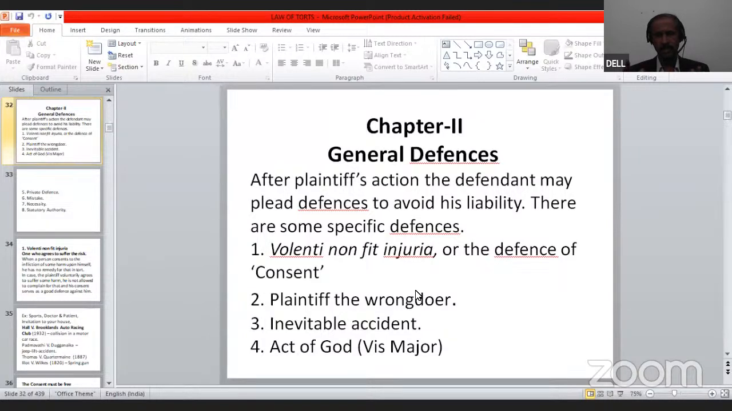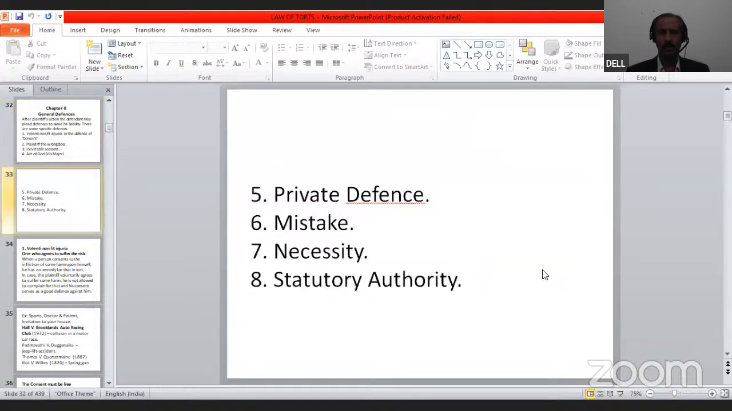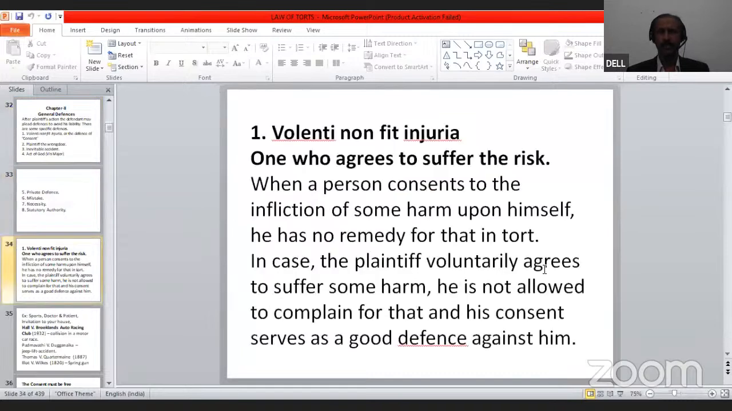My dear friends, when I say 8: volenti non fit injuria, the plaintiff, the wrongdoer, inevitable accident, act of God, private defense, mistake, necessity, statutory authority are the 8 general defenses. Among the 8, whenever required, the defendant can plead any one of these defenses and escape from the responsibility. But my point is that the very first one is prominent, and it is applicable in almost all circumstances.